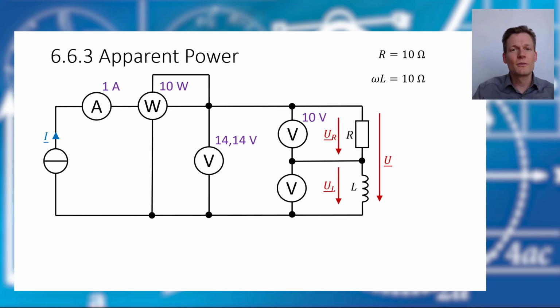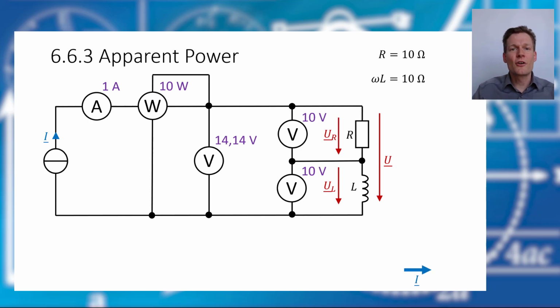And at the inductor we have a voltage of also 10 volts. Okay, the impedance is 10 ohm and the current is 1 ampere, so this leads to 10 volts. But why is the sum of these two voltages 14 and something volts? This is because we are in an AC network. Let's have a look at our phasor diagram.